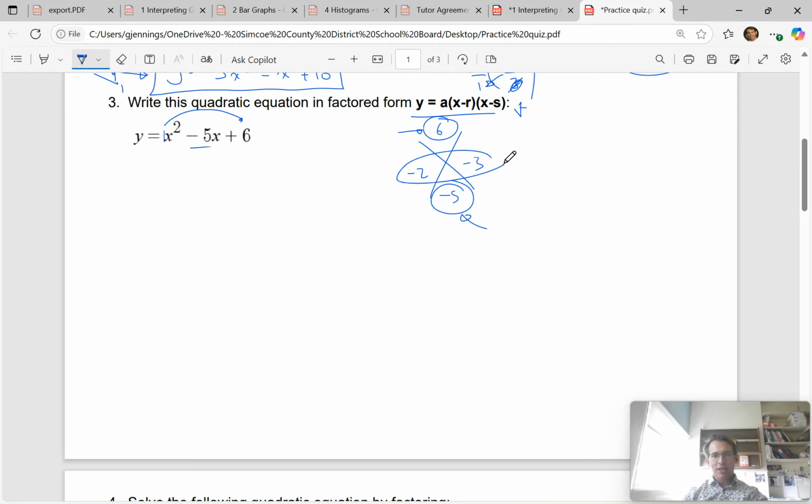Now, we're going to take these two numbers and split this middle term up. So we have y is equal to x squared minus 2x minus 3x plus 6. Okay, you just decompose this middle term into two pieces. That allows you to factor by grouping. We're going to take a look at that one and that one as two separate groups.